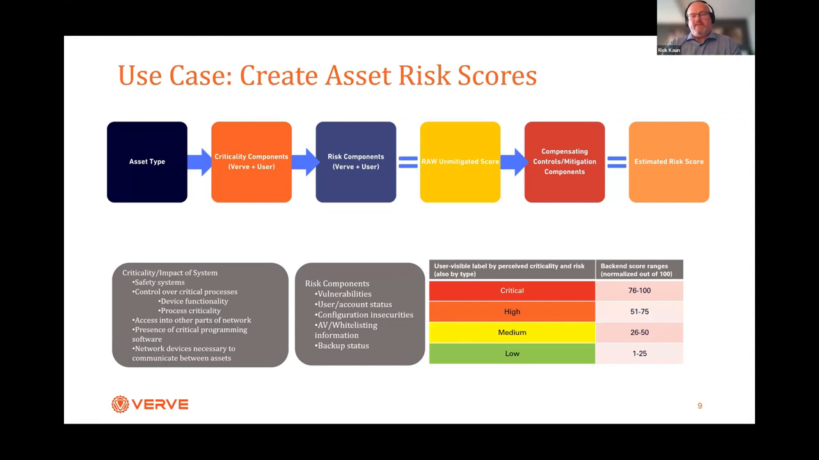So if you take these components, and we do this today with our clients, you take all these components, the asset type, its criticality, both divided by what we've collected and what the user says, risk components, those vulnerabilities, exploits, patches, et cetera. You come up with an unmitigated score, and then you start to put in additional compensating controls such as backup and whitelisting and lockdown, et cetera. And you end up with an actual or contextual risk score.